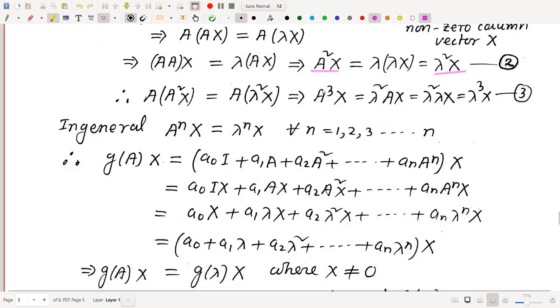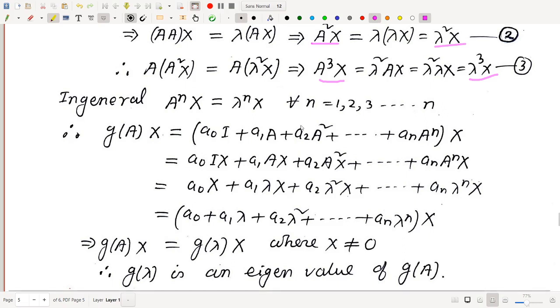Again we pre-multiply by capital A as usual, and using this line we get A cube x equal to lambda cube x. So from this line we can say that lambda cube is an eigenvalue of A cube. In general, A to the power n x equal to lambda to the power n x means lambda to the power n is an eigenvalue of A to the power n for all n equal to 1, 2, 3, and so on.